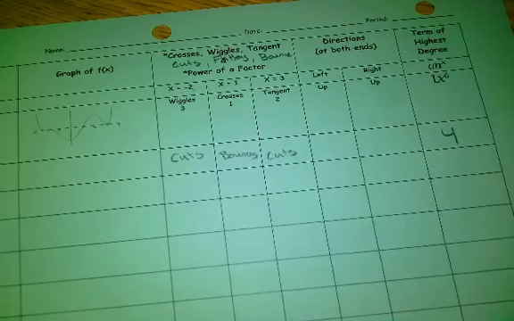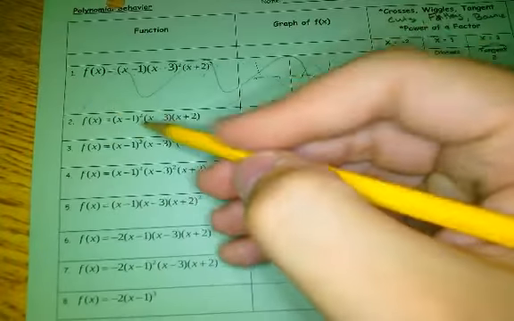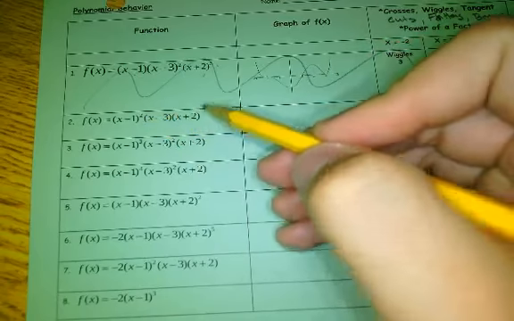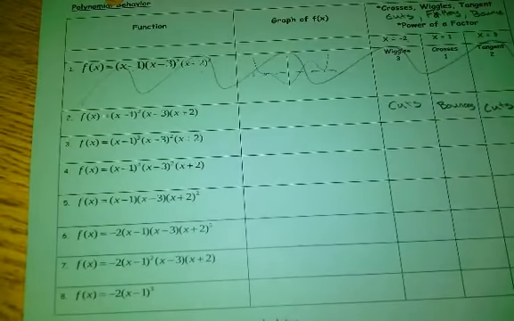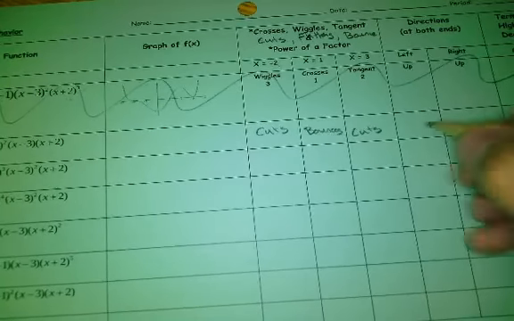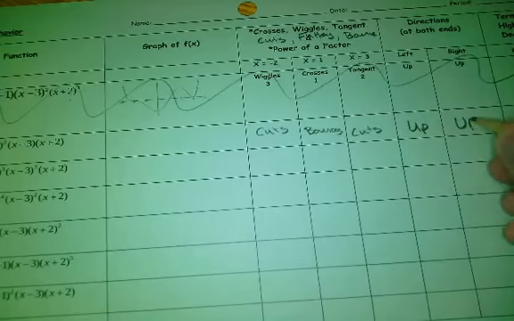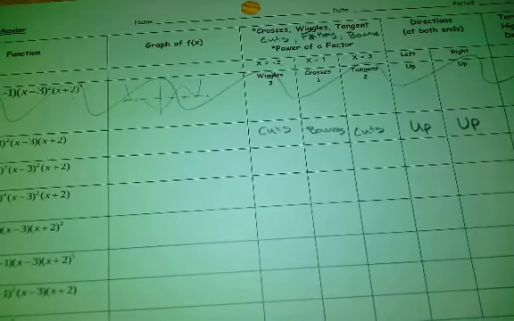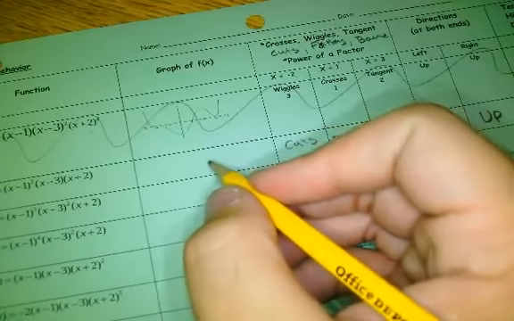I'm not writing how they did it. Not a fan of it. So the highest degree is a 4. How do I know that? I have to add all of my powers up. If it doesn't have a power, it's an imaginary 1. So 2 plus 1 plus 1 is 4. So that's going to be an even. Is this positive or negative? It's positive. So it's going to go up, up. So you'll do a little bit of a sketch here.